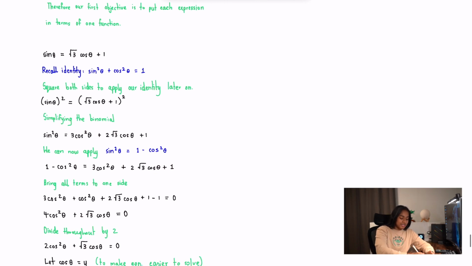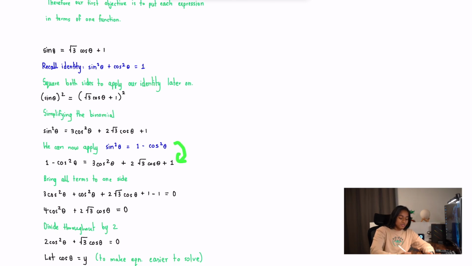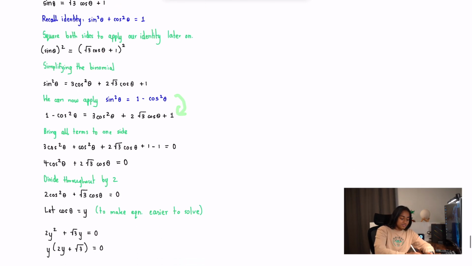So after doing that, we simplify. We're going to manipulate this identity into sine squared theta is equal to 1 minus cos squared theta. We're going to substitute that and bring all the terms to one side. After simplifying that, we are going to get it in terms of a quadratic. So this equation is in terms of a quadratic now because of this square. What do we do? We put it in terms of y. And this is because it's just easier for us to look at.